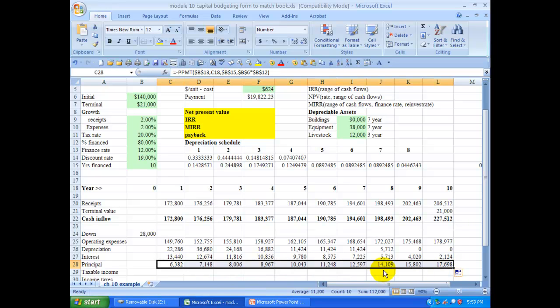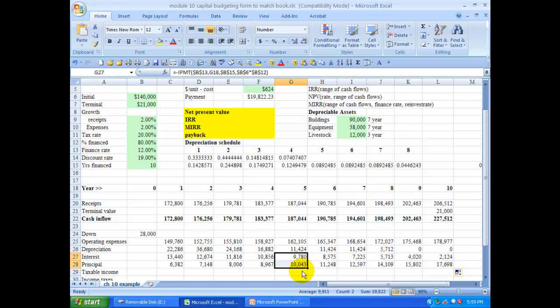One thing that it's nice to do is your total payment is $19,822.23, and so you can highlight the interest and principal in any of these years and look down in the corner here and it'll say $19,822. So that kind of gives you some check that you've drug and everything's doing what it's supposed to be doing.